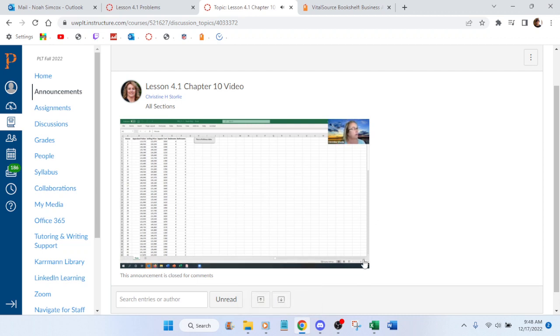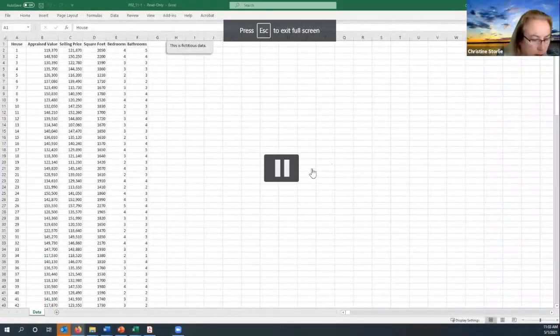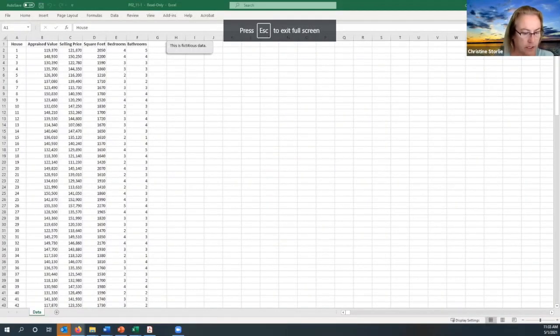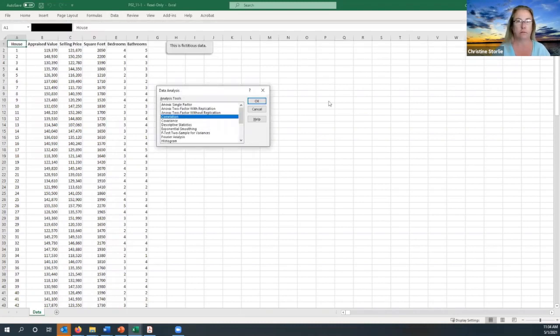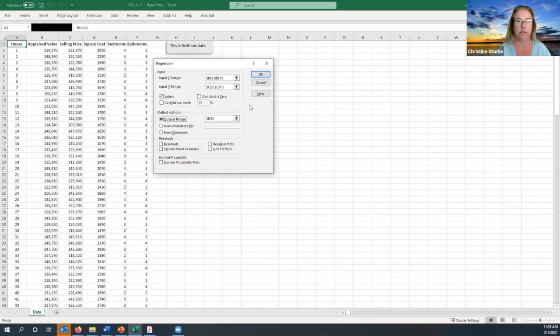Make sure I get the problem number right. Chapter 10, number 1, the appraised value problem. Estimate a simple linear regression model and interpret the relationship between size and home selling price. So we're going to be using the data analysis tool again. We're going to go down and select regression. There is only one regression option, so it makes it simple.